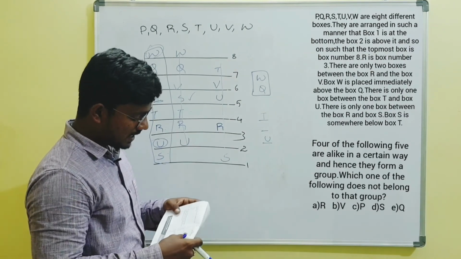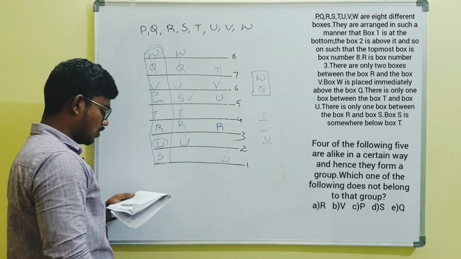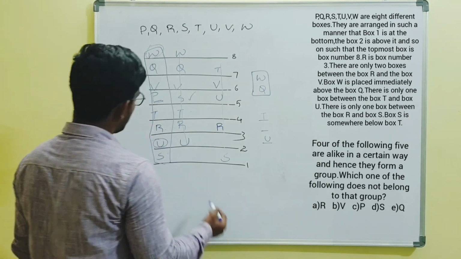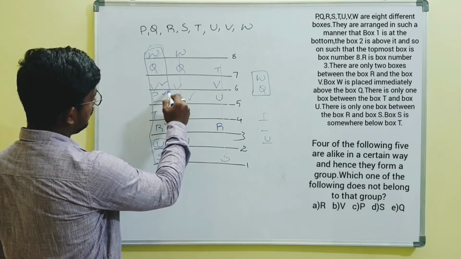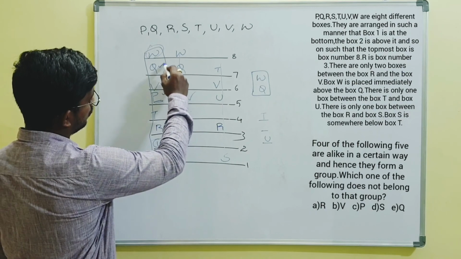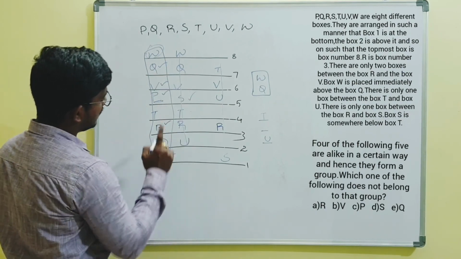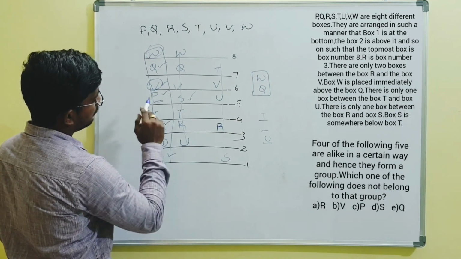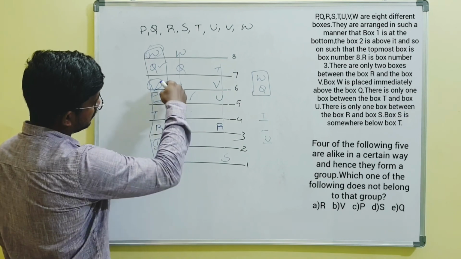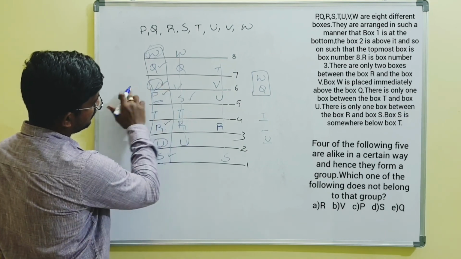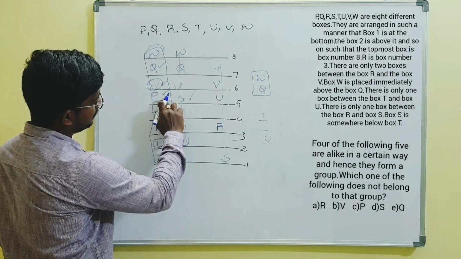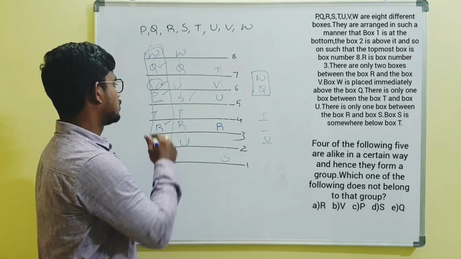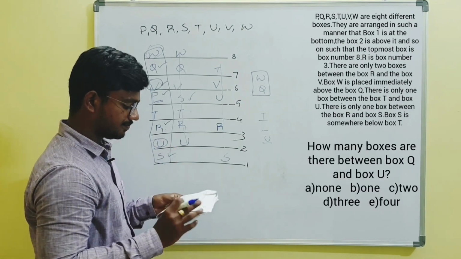Four of the following 5 are alike in a certain way and hence they form a group. Which of the following does not belong to that group? The options are R, V, P, S and Q. See, if we observe clearly, only V is the box that has no gap between it and any other box. If V is removed, Q and P have one box between them, P and R have one box between them, and R and S have one box between them. So the odd one out is V.